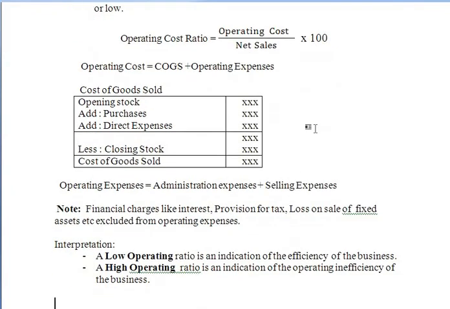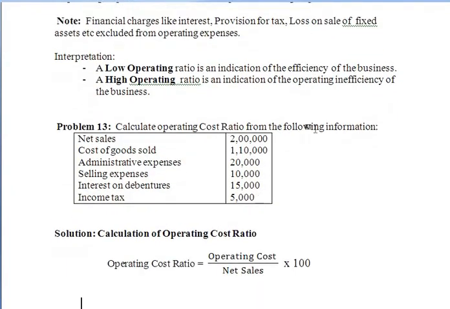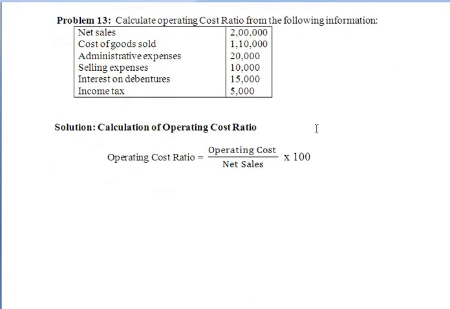Okay, one small problem we will solve on this operating cost ratio. Problem number 13. Calculate operating cost ratio from the following information. They have given us net sales, cost of goods sold, administrative expenses, selling expenses, interest on debentures and income tax. Okay, so next line write solution, calculation of operating cost ratio. What is the formula of operating cost ratio? Operating cost ratio is equal to operating cost divided by net sales into 100.